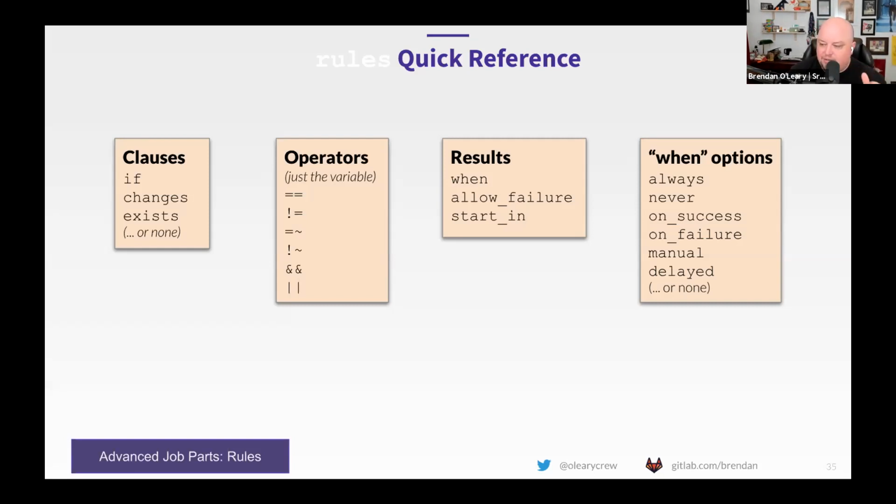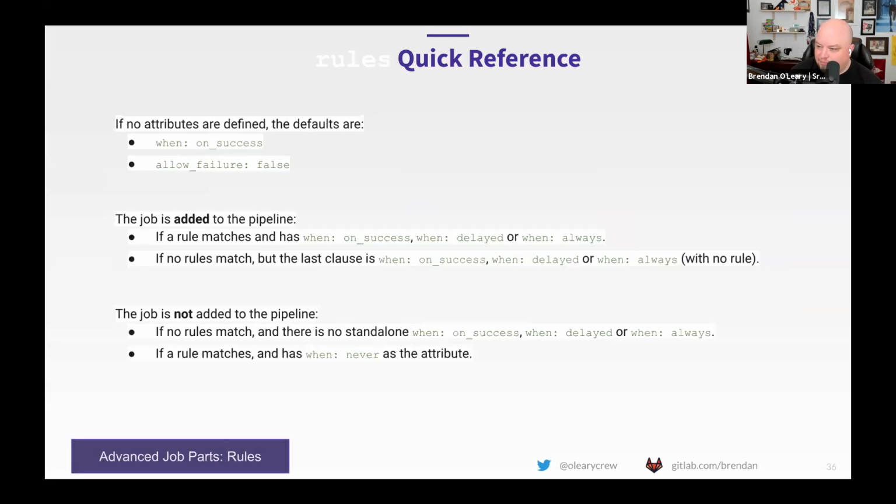And there's actually a lot. This is the quick reference, because there's a lot more detail that you can find if you just Google GitLab CI YAML. So if nothing's defined, we assume that it runs when the previous jobs or stages are successful, and we don't allow it to fail. But we can then say the job is added based on, again, the when clause. And if no rules match, the last clause assumes that it's only running on success.